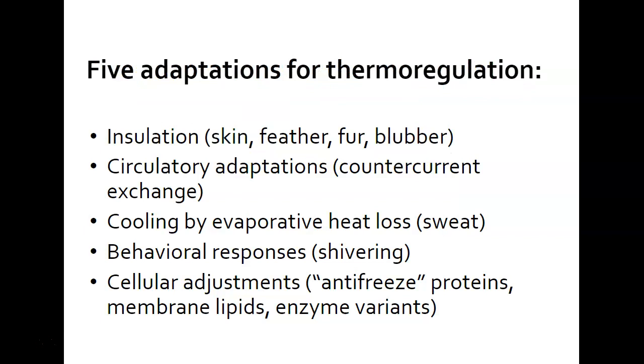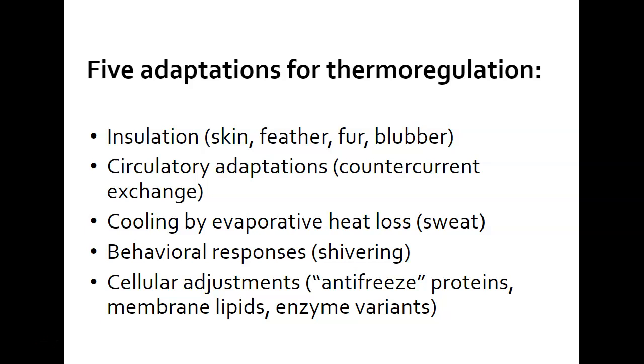All right. So things that organisms do to try to maintain their homeostasis in terms of temperature: insulation. So skin, feathers, fur, blubber, like in our whale or our walrus that we had before. Circulatory adaptations, which I'll explain in a minute. But birds use something called countercurrent exchange, which is kind of cool actually, to maintain their core temperature. Evaporative loss, so that's us, we sweat.